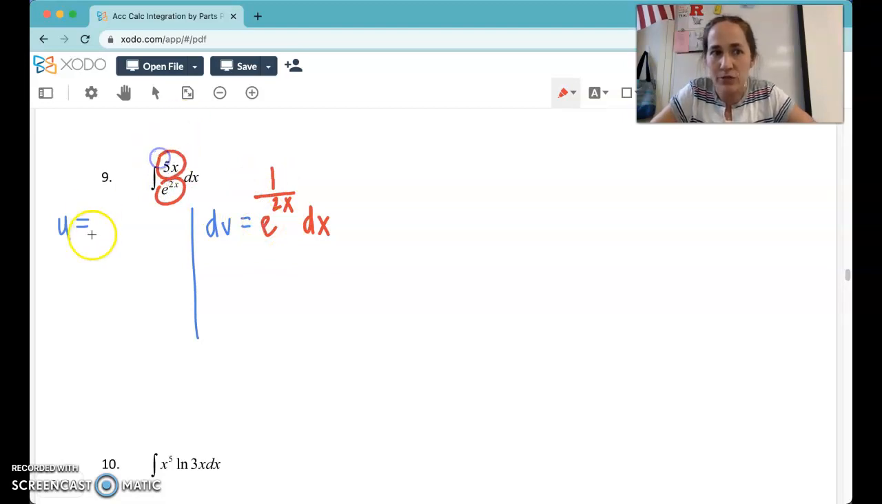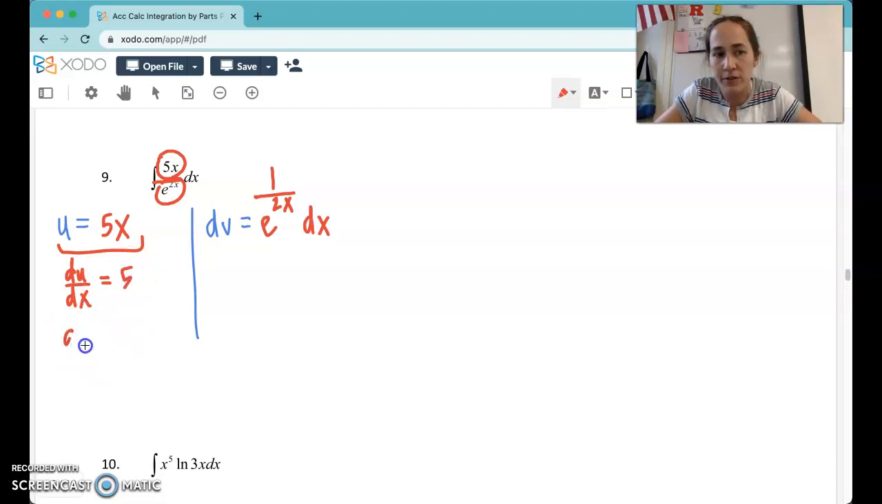5x is what I didn't use yet, and 5x is a really good call to just make u because it does get simpler when you take a derivative. So now I've got both parts of this fraction handled as u and dv. Let's do some side work. So we'll go du dx, the derivative, equals 5. And solving for du, that makes du equal to 5 dx. Okay.